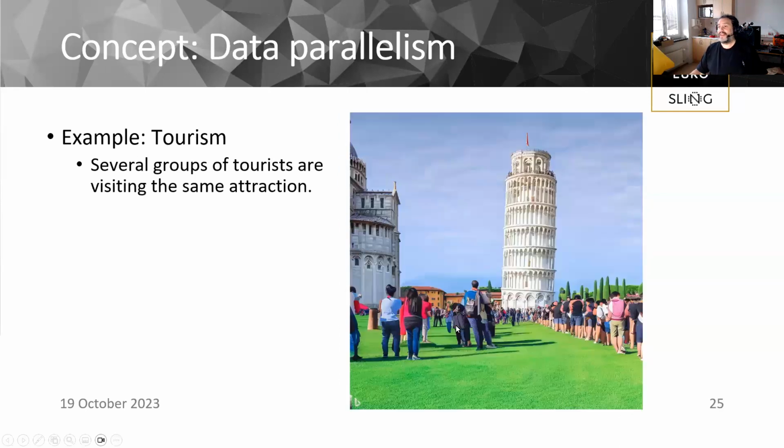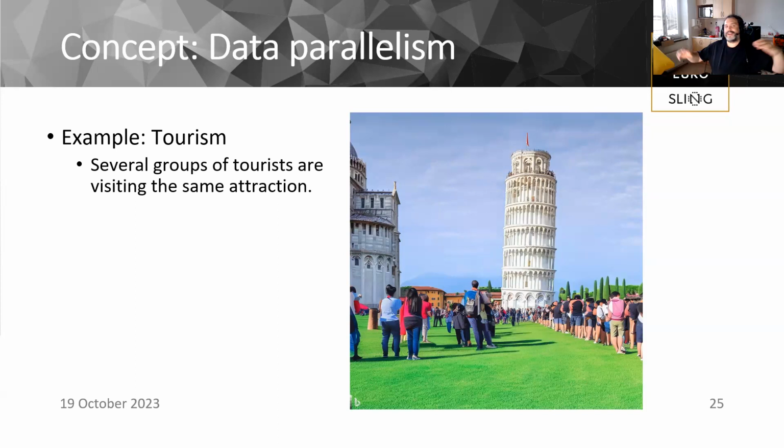Okay, now tourism. How does this work? Imagine a very wrong way for tourists to see some kind of exhibition, like the Pisa Tower here. You have one group of tourists with one guide, and another group of tourists with another guide, and they're all looking at the same thing. They can do it because you have multiple processors, and those processors are your tour guides.